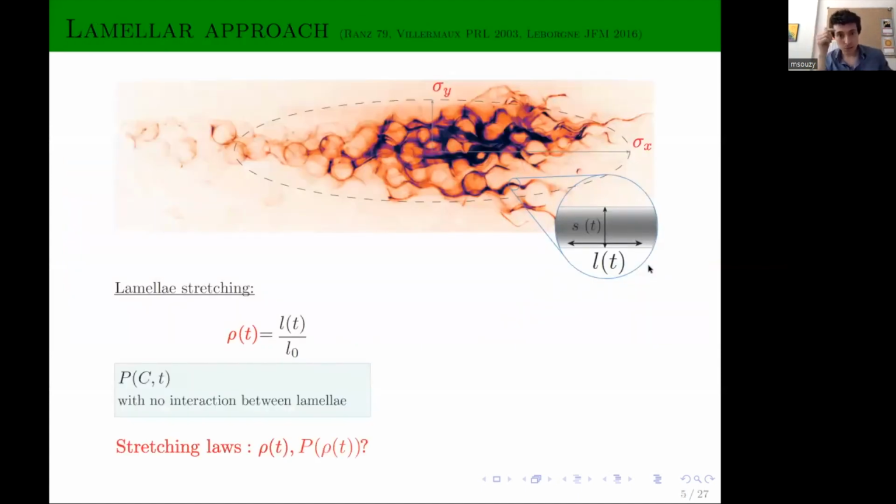So as I mentioned previously, what will be interesting here is that we could quantify what is set and fixed by the advection. So there is the lamellae stretching. To investigate this, we will focus on ρ, which is the ratio of the total unrolled length of a lamellae over its initial length L0. And this will provide us what we'll call the stretching law. So how does ρ evolve on average in time? And most importantly, what is the distribution of elongation? So this is set by the advection.